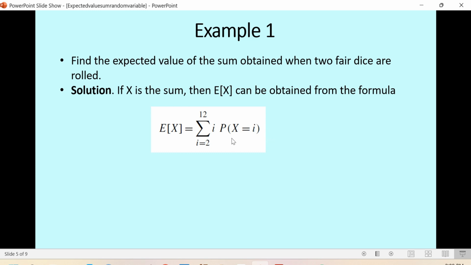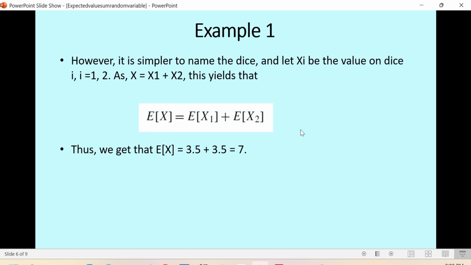These calculations are complicated. But if we use the expectation of the summation of two variables, then the expectation of X equals the expectation of X1 plus the expectation of X2, where X1 and X2 are the values of die 1 and die 2, right? So this will be much easier, because each die has the expectation 3.5. So we just sum two of these, and we get 7 as the expected value of the summation of two dice.